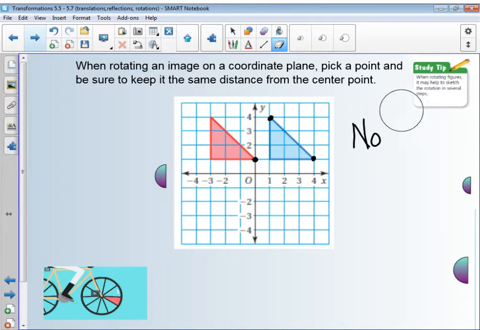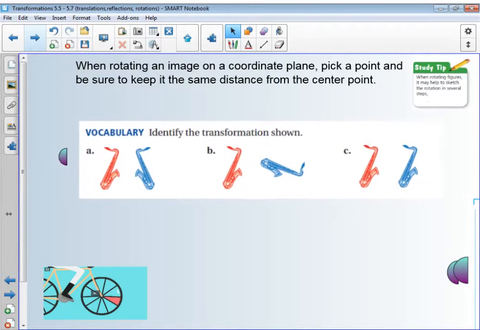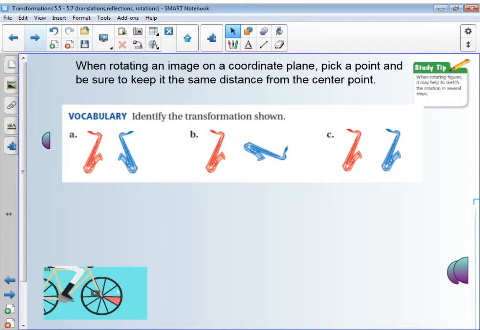Okay, so now what I'm going to do is bring out 3 sets of figures, and we're going to identify those figures as either rotations, translations, which is a slide, or a reflection, which is a flip. So what I want you to do is go through, pause your video, and see if you can identify of these 3, which one's a translation, which one's a rotation, and which one is a reflection.